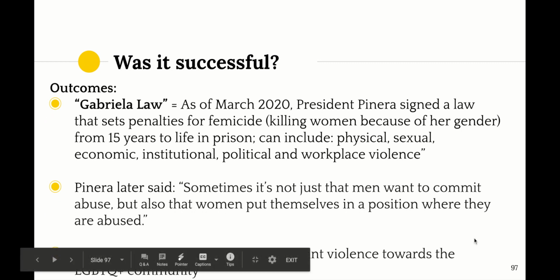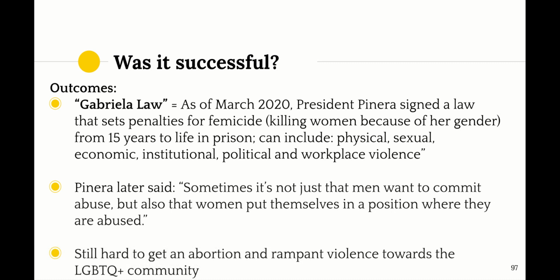Piñera later said, sometimes it's not just the men that want to commit abuse, but also the women put themselves in a position where they are abused. So yes, Gabriella's Law was put into place. It was named after a woman who was killed by her boyfriend in 2008. But then Piñera later came out to say this. So even though he passed the law, it's hard to tell if his thoughts and feelings have changed.